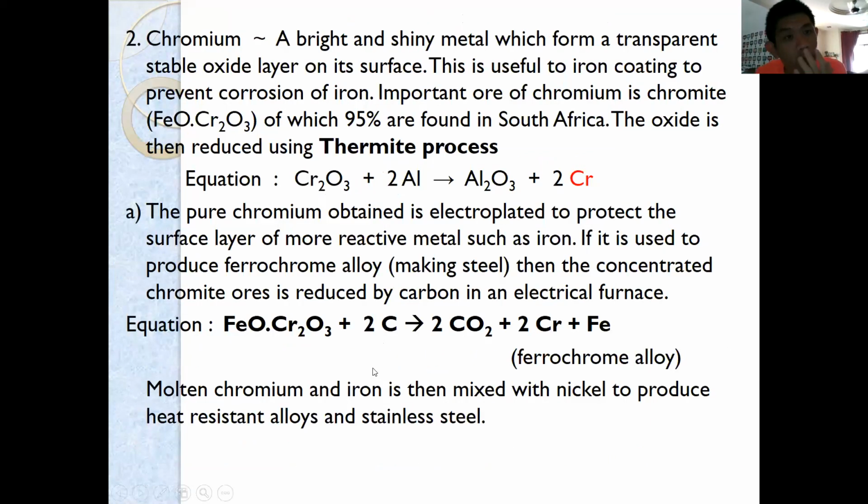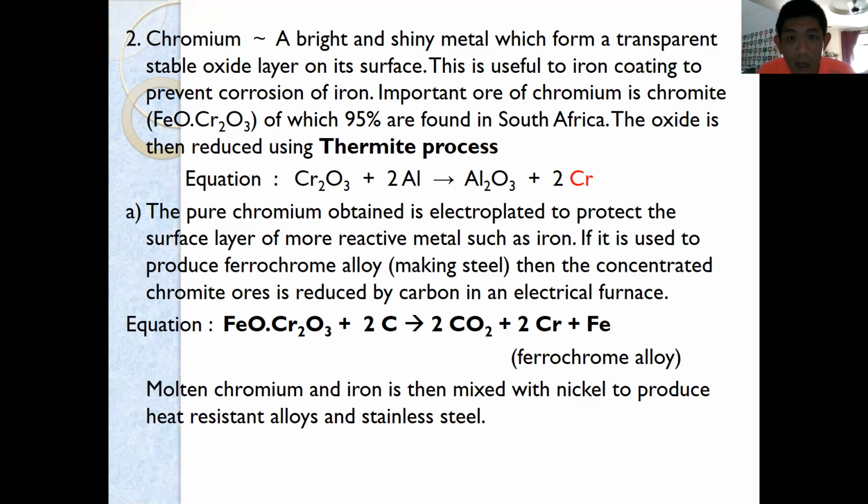And then the next one is chromium. It is a bright shiny metal which forms a transparent stable oxide layer on its surface. So this is useful as an iron coating to prevent the corrosion of iron. This is also known as stainless steel. So chromium in the stainless steel is the one that makes it become stainless.